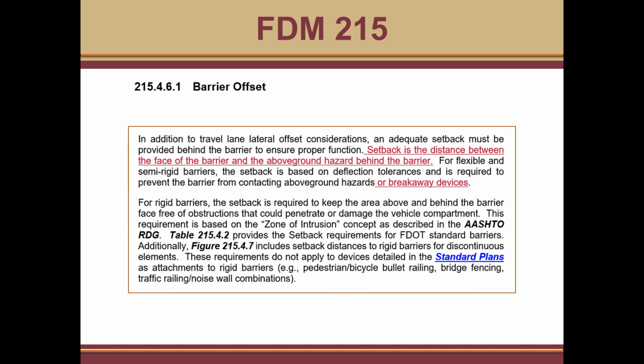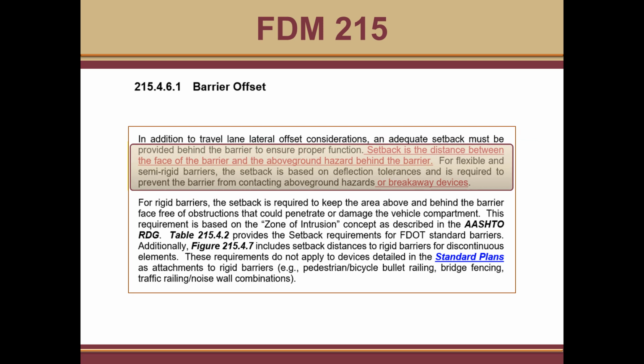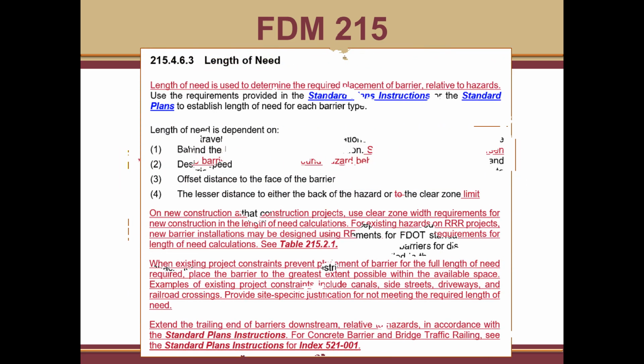Finally, in barrier offsets, a clarification was added to define setback, which is the distance from the face of the barrier to an above ground hazard. It was also clarified in this section that the setback requirements must be met even for breakaway devices located behind a barrier. This is important because the interaction between the barrier and the breakaway device would likely result in one of the two not performing as intended.